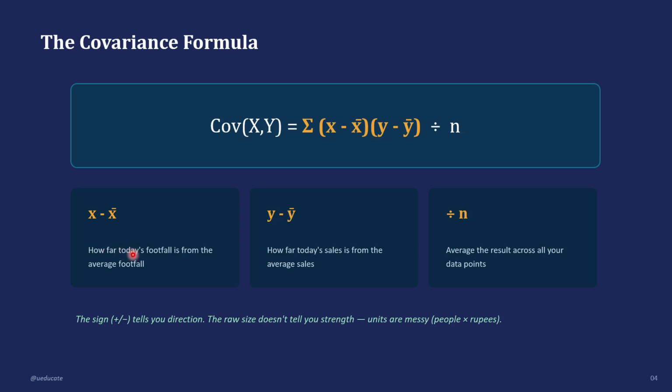So how far today's footfall, how many customers are coming in, is from the average footfall, and how far today's sale is from the average sale, then average the result across all the data points. Plus and minus tell you the direction, but it doesn't tell you the strength. Units are messy, people and rupees. So you will come to know when we are actually working on the workbook.